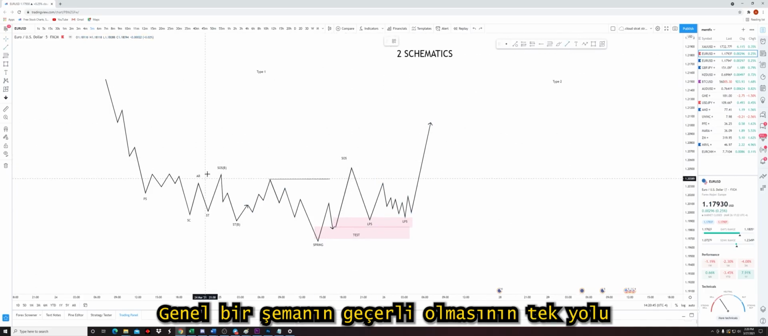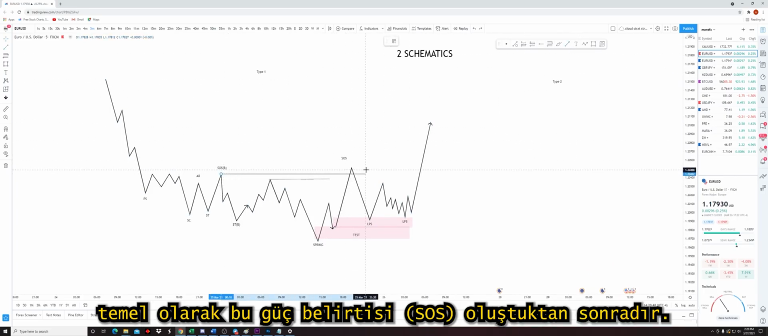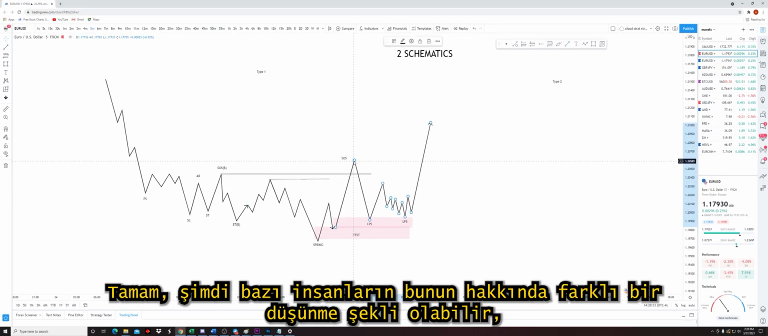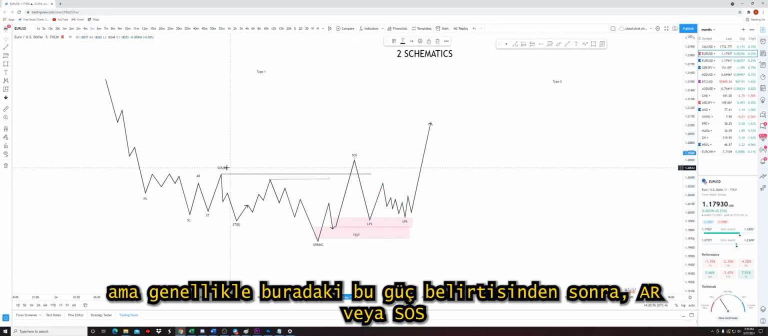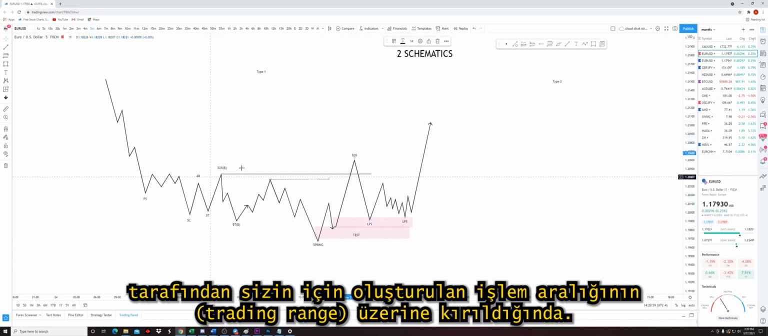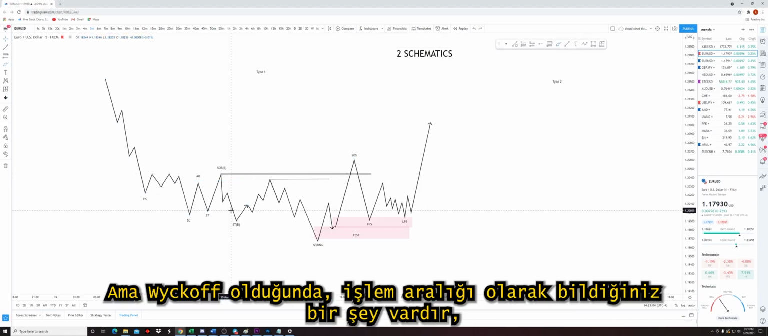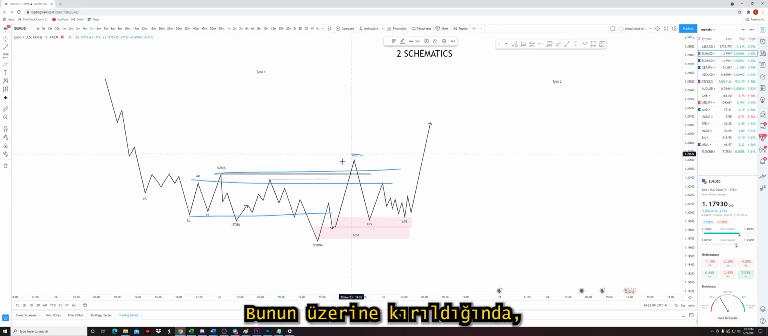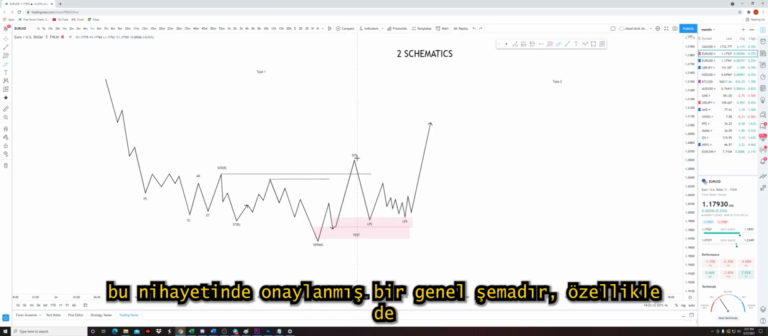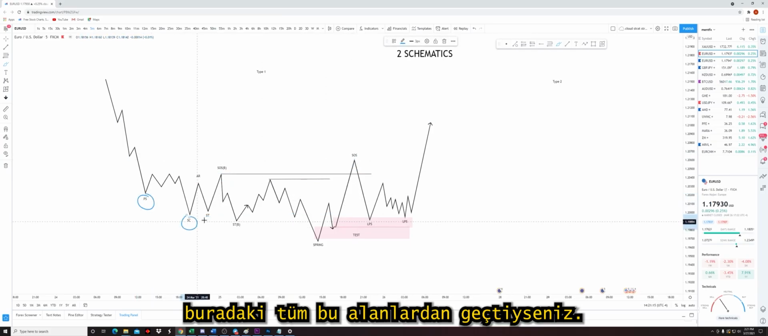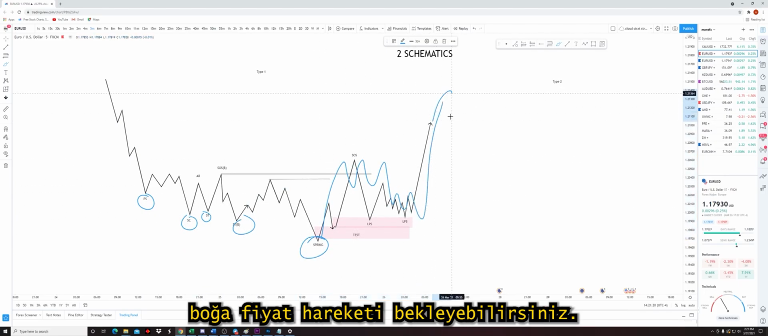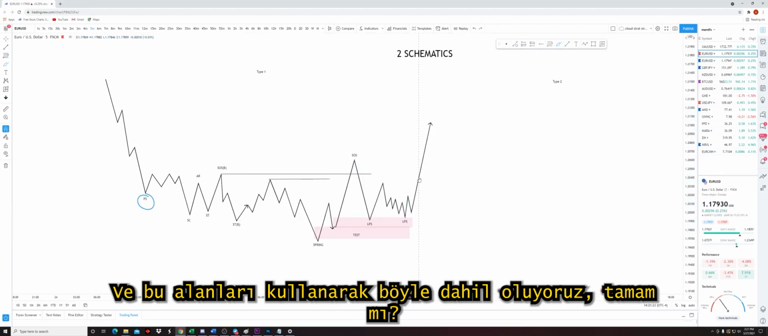The only way an overall schematic becomes valid is basically after this sign of strength prints, ultimately, okay? Now, some people might have a different way of thinking about it, but usually after this sign of strength right here, breaking above the trading range, which is made for you by the AR or the SOS. So we don't trade support resistance, but when you have Wyckoff occur, there's what you know as a trading range. This can be considered your overall trading range right here. When that breaks above it, that is ultimately a confirmed overall schematic, especially if you've undergone all these areas here. And after that has occurred, you can expect most likely bullish price action. And that's how we get involved using these areas, okay?